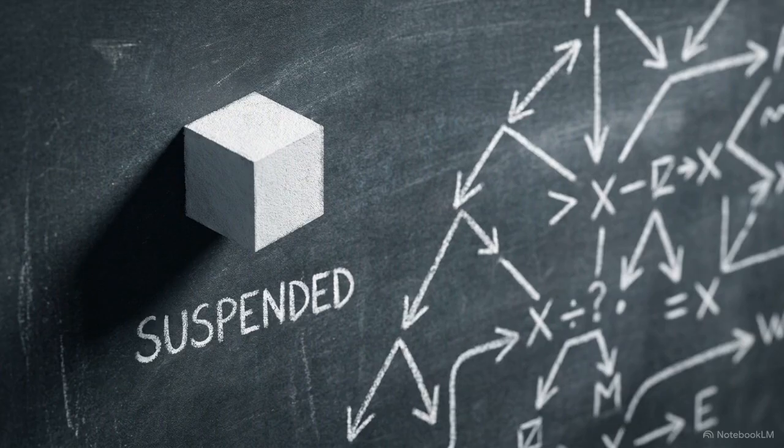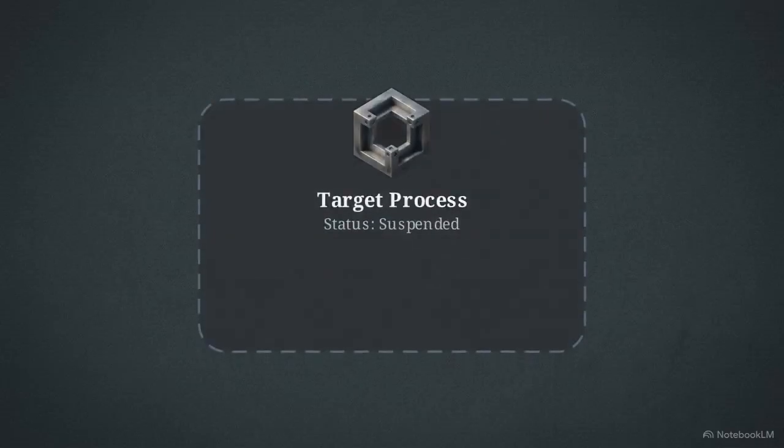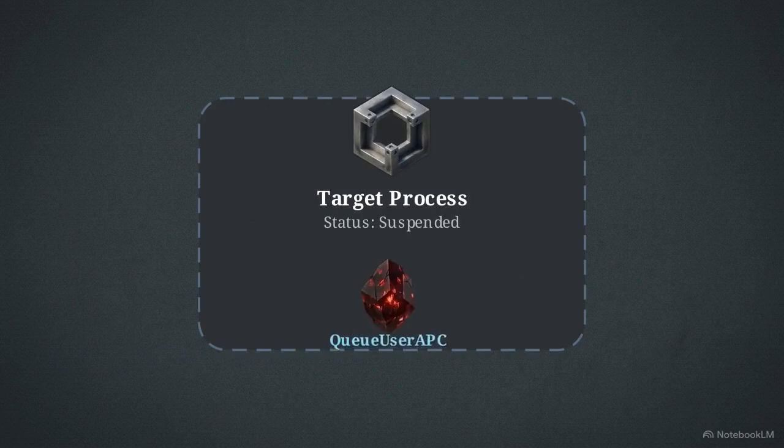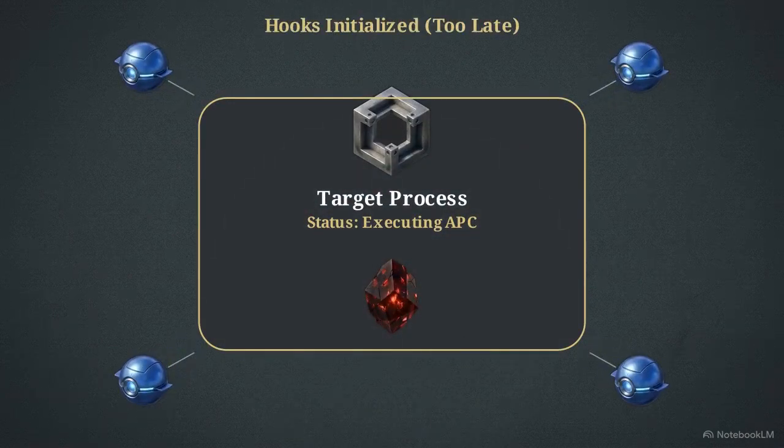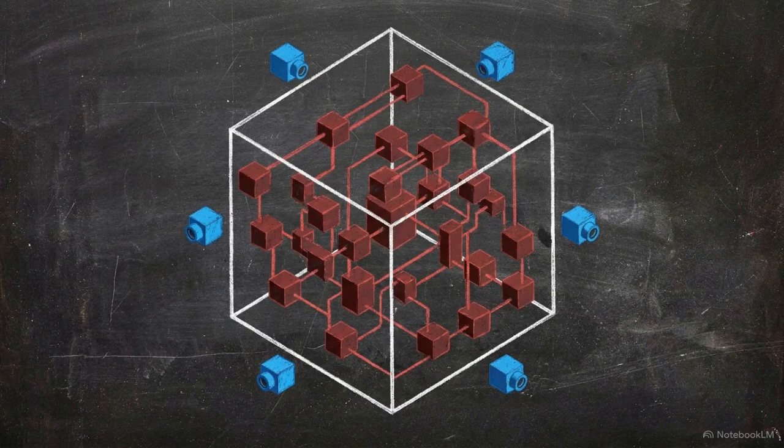Standard APC injection is often unreliable because it depends on the thread state. The early bird variant solves this by targeting a newly created process. By queuing the APC while the process is still suspended, the payload executes before security products can install their own monitoring hooks, allowing the malware to gain control before it is being watched.